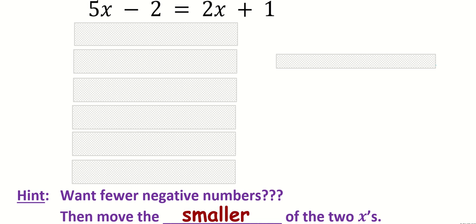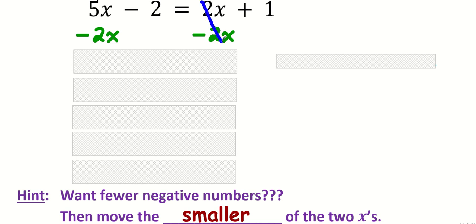Well, a lot of teachers say move the smaller one. If you move the smaller one, which you don't have to, you'll end up working with fewer negative numbers in your steps. So let's go with that. The smaller one is the 2x. In order to move the smaller one, we do the opposite of it. This is a positive 2x, so we subtract 2x from both sides.